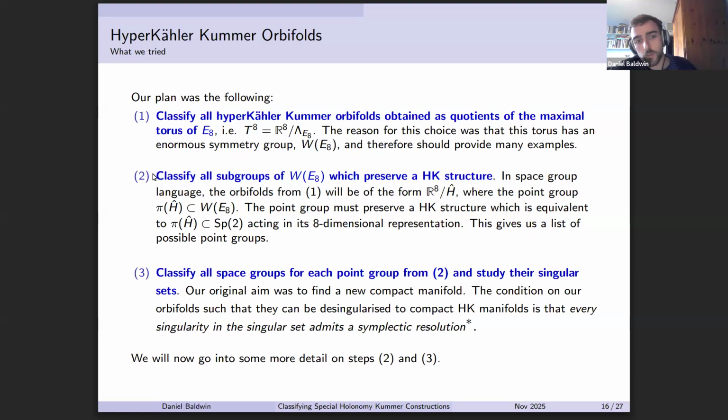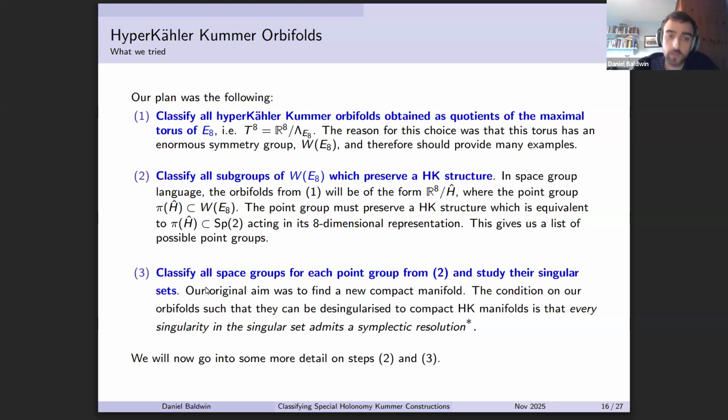To do this, we needed to classify all subgroups of the Weyl group of E8 which preserve a hyperKähler structure. In space group language, the orbifolds from point 1 will be of the form R8 mod H hat, where the point group preserves the E8 lattice, so it's a subgroup of the Weyl group of E8. If we want these orbifolds to be hyperKähler orbifolds, this point group must preserve a hyperKähler structure, which is equivalent to it being a subgroup of Sp(2) acting in its 8-dimensional holonomy representation. So we get a list of possible point groups.